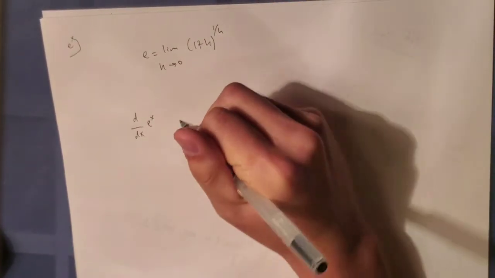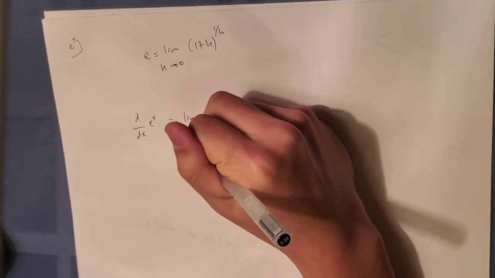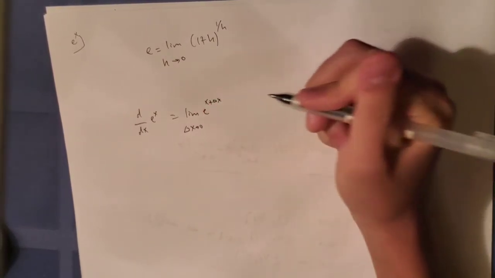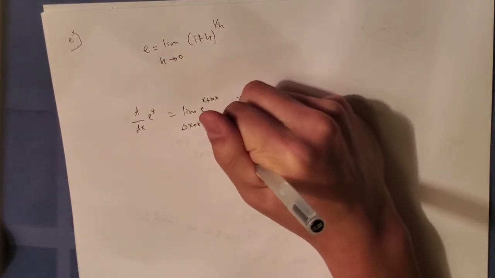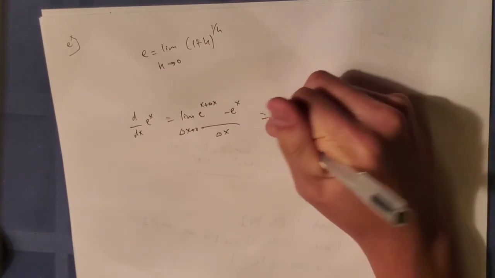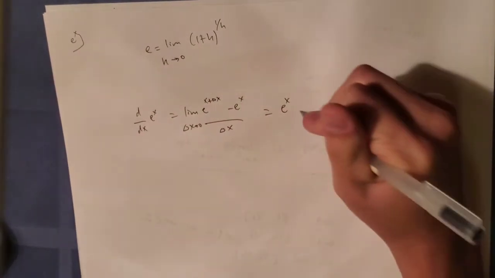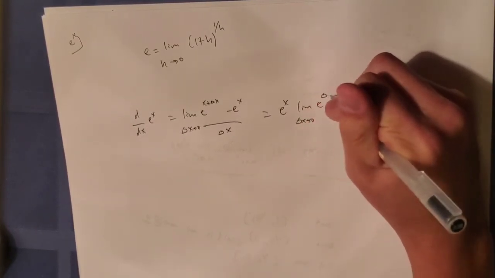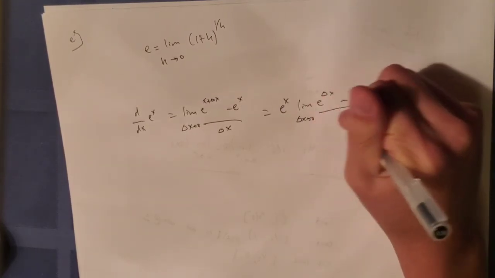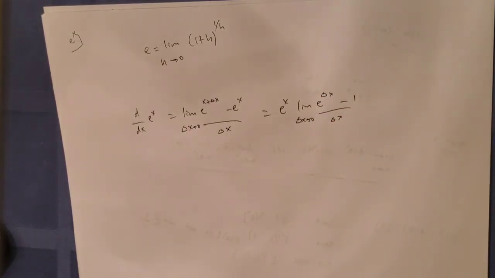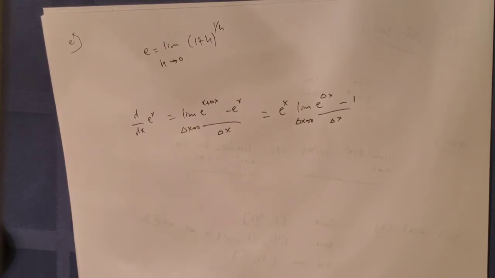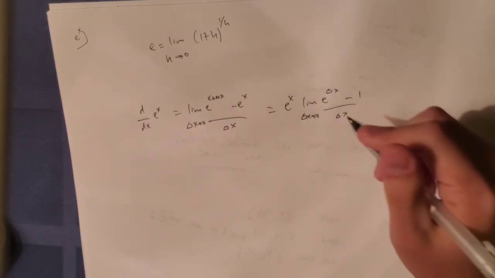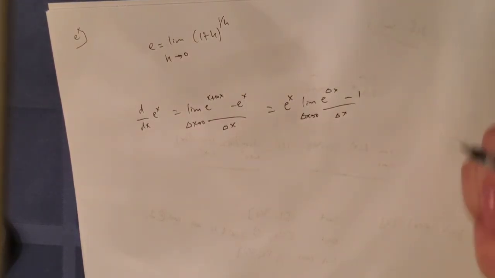We don't really know much about this, but we'll just start off with the limit as delta x approaches 0 of e to the x plus delta x minus e to the x all over delta x, which equals, we can pull out a whole e to the x here. So this equals e to the x times the limit as delta x approaches 0 of e to the delta x minus 1 over delta x. Alright, so now we seem to be a little bit stuck because we don't really have any evaluation rules for e to the delta x over delta x.